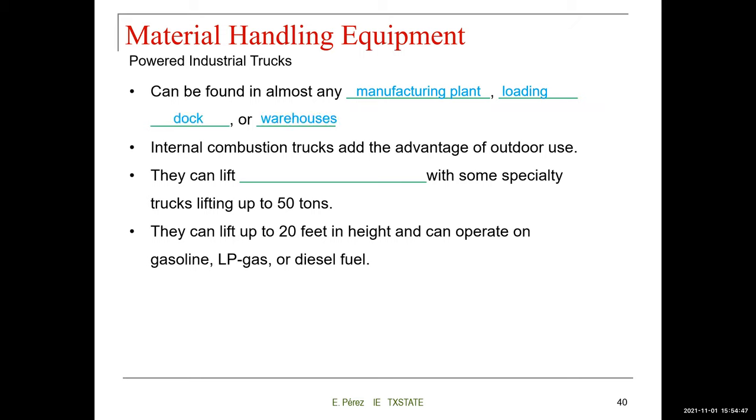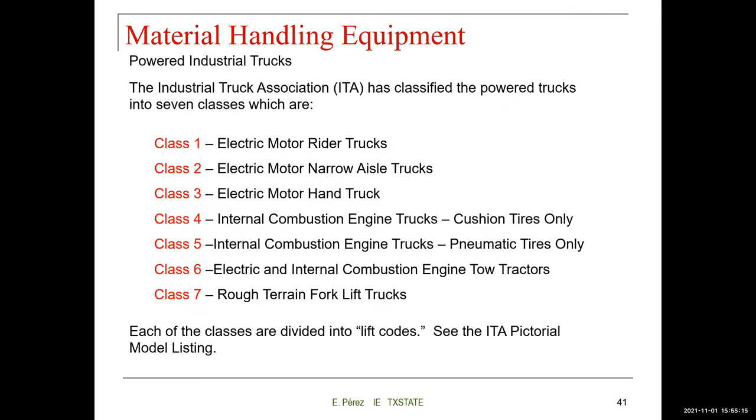So these power trucks can be found in almost any manufacturing plant, loading dock, and warehouse. The internal combustion trucks have the advantage of outdoor use. They can lift between 2,000 and 15,000 pounds, with some specialty trucks lifting up to 50 tons. They can lift up to 20 feet in height and can operate on gasoline, LP gas, or diesel fuel.